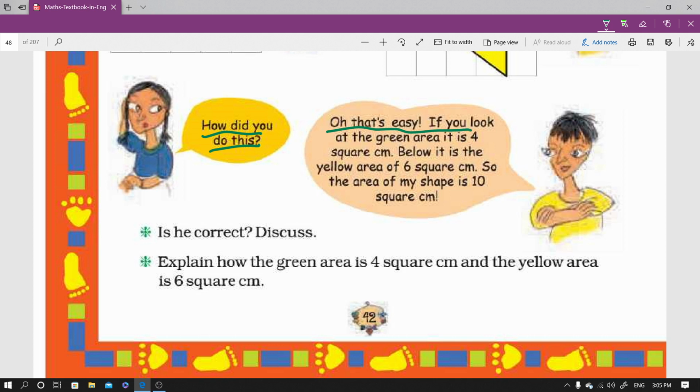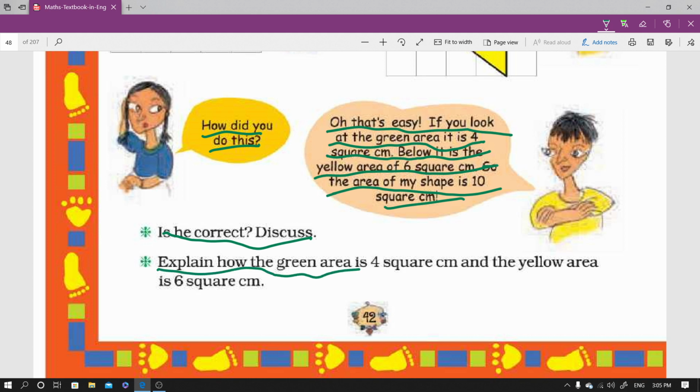Oh, that's easy. If you look at the green area, it is 4 square centimeter. Below it is the yellow area of 6 square centimeters. So the area of my shape is 10 square centimeter. Is he correct? Discuss. Explain how the green area is 4 square centimeter and the yellow area is 6 square centimeter.